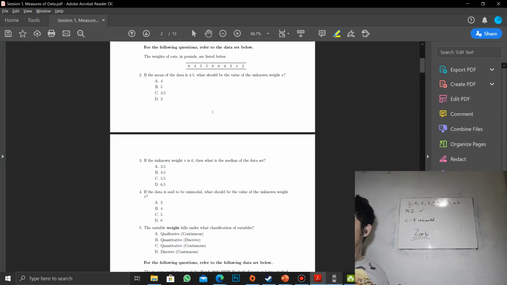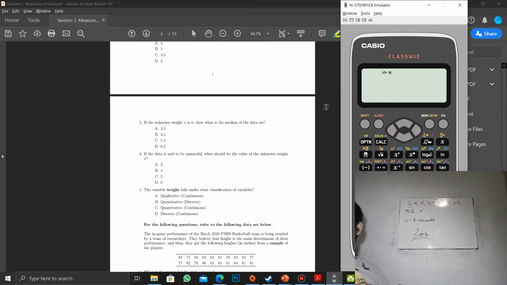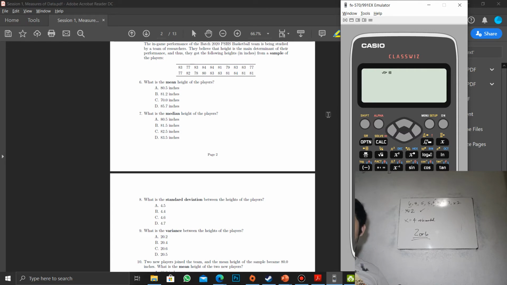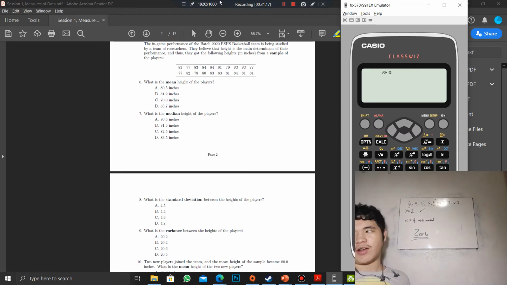Ito, nakalimutan ko pala sabihin sa inyo, no? If you think you can use your calculator for the item, go use it. No one's stopping you. Use your tools, 'di ba? Sabi ko nga sa inyo. Lalo na tong number 6 to 11, sigurado kailangan nyo ng calculator dyan, para hindi na kayo mahirapan. Ayun, send lang sa akin yung answer through PM.